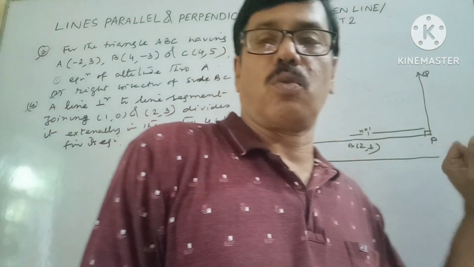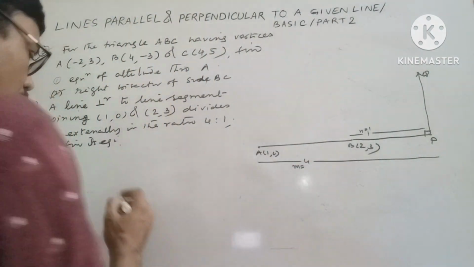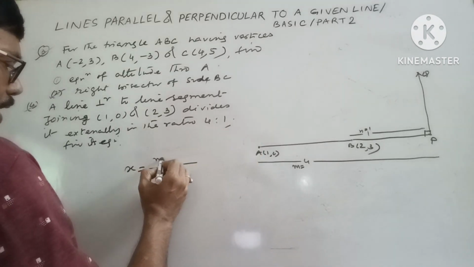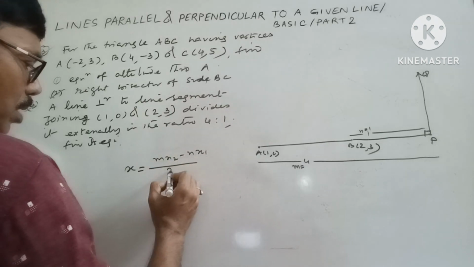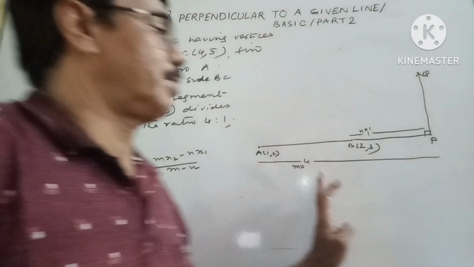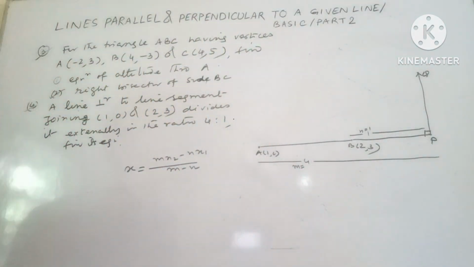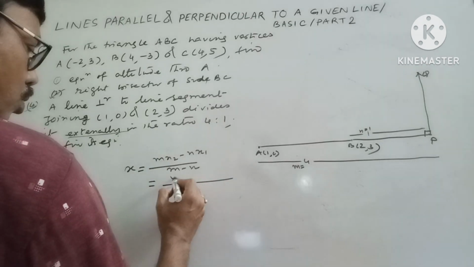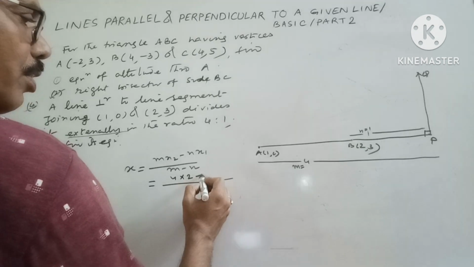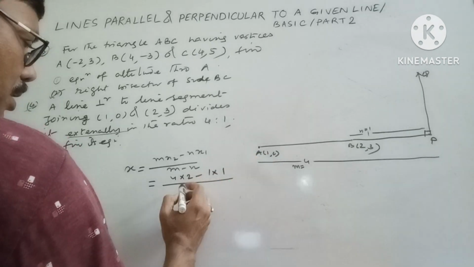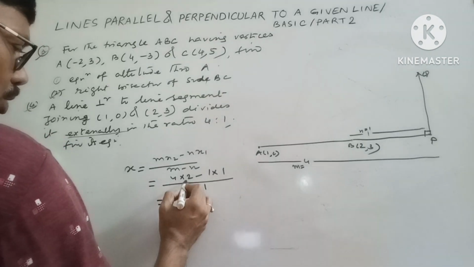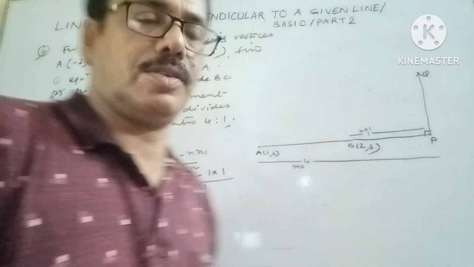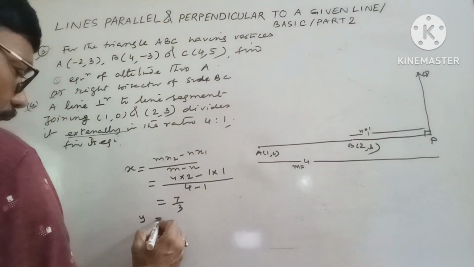So we have to find the coordinate of P first. Let the coordinate of P be, what is x? (m x2 minus n x1) by (m minus n). Since the division is external, m equals 4. So 4 into 2 minus 1 into 1, by 4 minus 1. So this is 8 minus 1, 7 by 3. Now what is y?